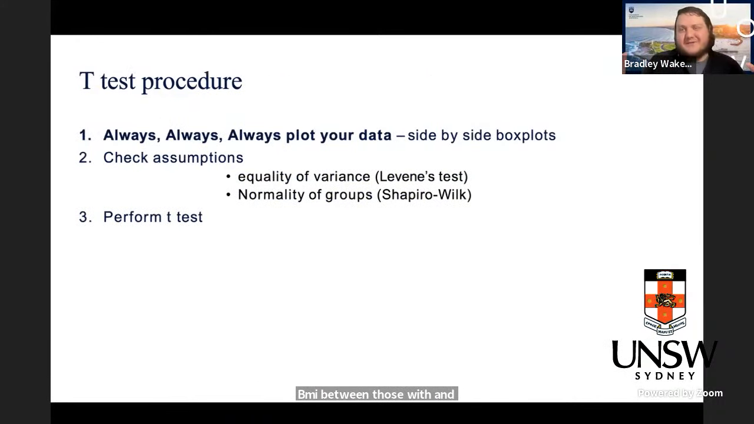So this is the procedure we're going to follow. We're going to plot our data first with side-by-side box plots, then check our assumptions. We're going to check for equality of variance, and we're going to perform a Shapiro-Wilk test to check for normality. And then we're going to perform a t-test as well.